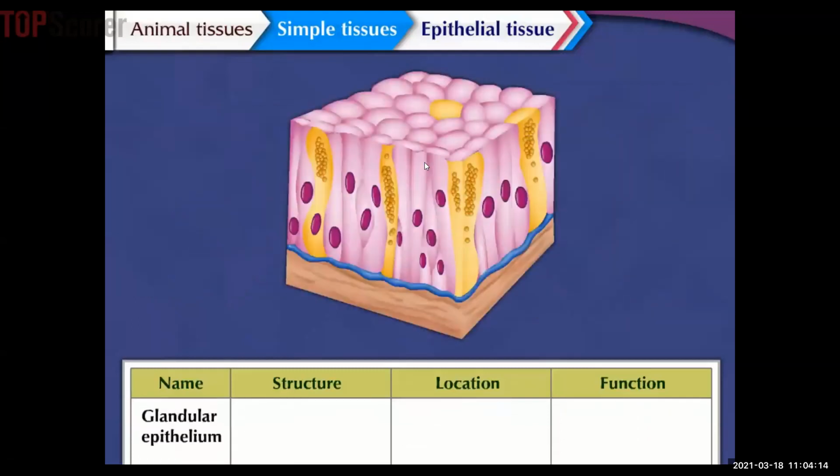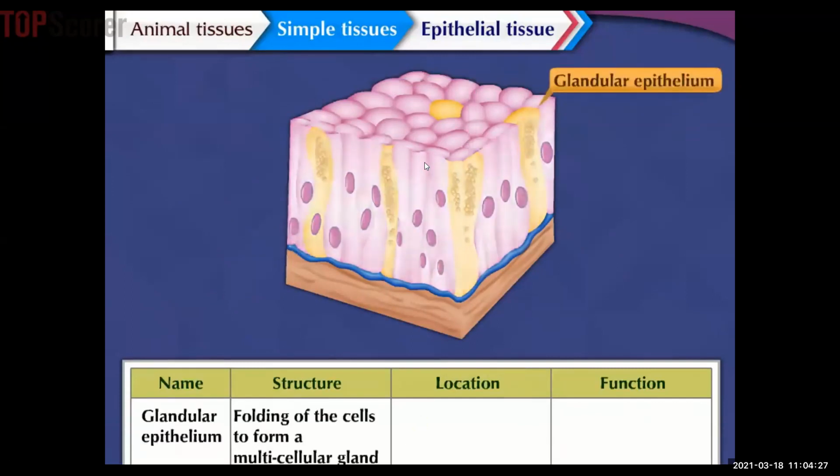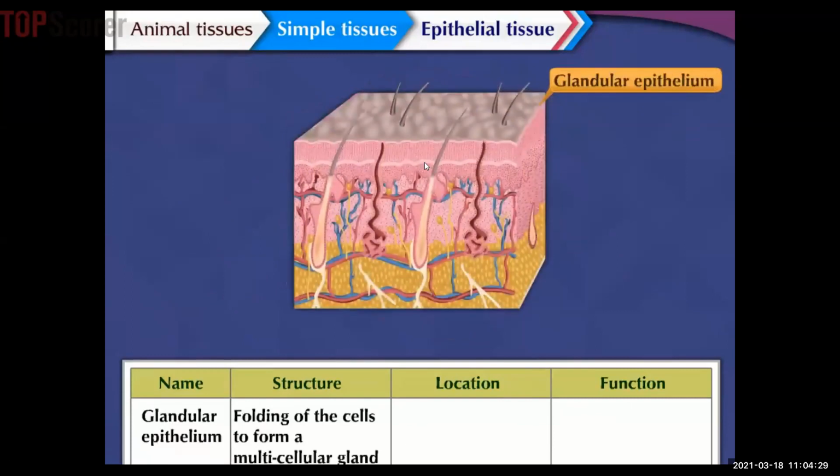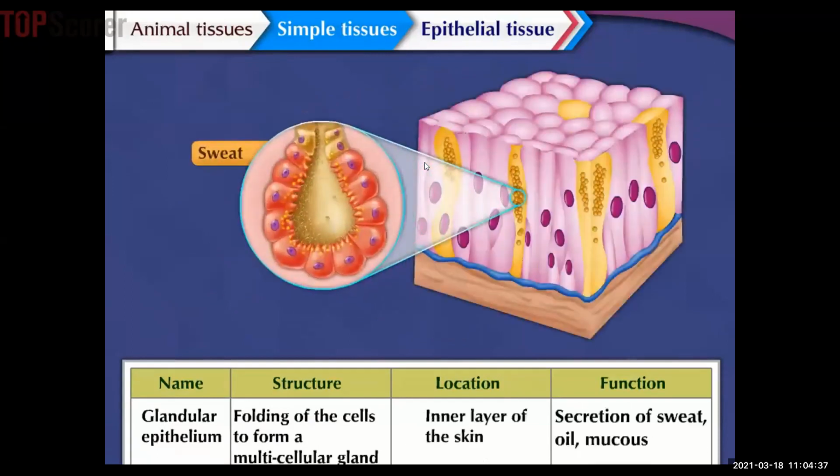Glandular epithelium. Sometimes a portion of the epithelial tissue folds upward to form a multicellular gland. This structure is called glandular epithelium. These tissues are situated in the inner layers of the skin. They perform the function of secreting substances like sweat, oil, mucus from the skin.